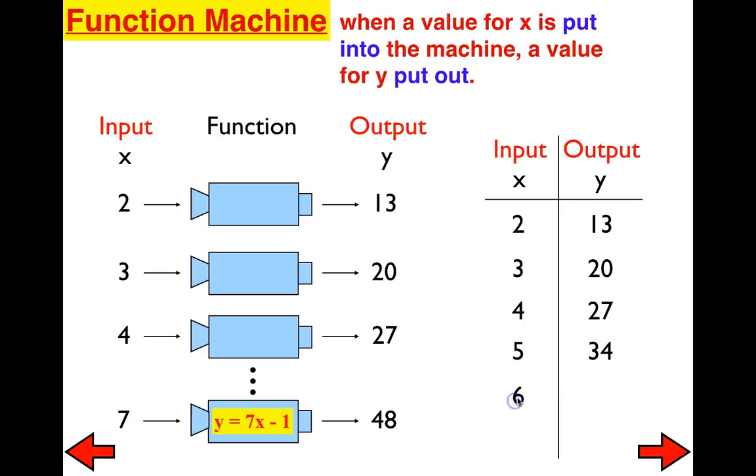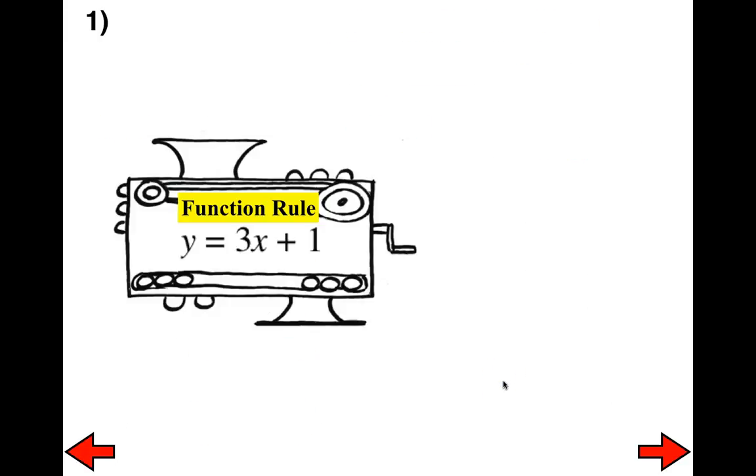What if your input is a 6? Again, you'd use the same function rule. It's going to be 7 times the input of 6, which is 42, minus 1, which would give you 41. And for 7 we already have 48. So the function rule is going to allow you to figure out any output you'd like depending on whatever input you have.